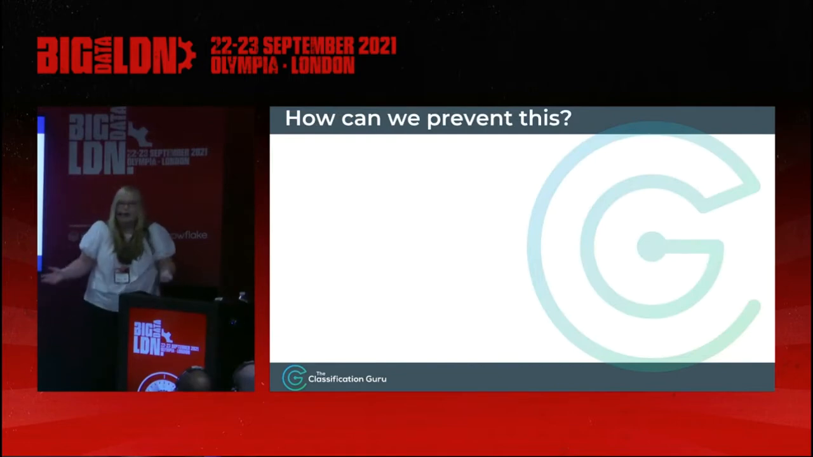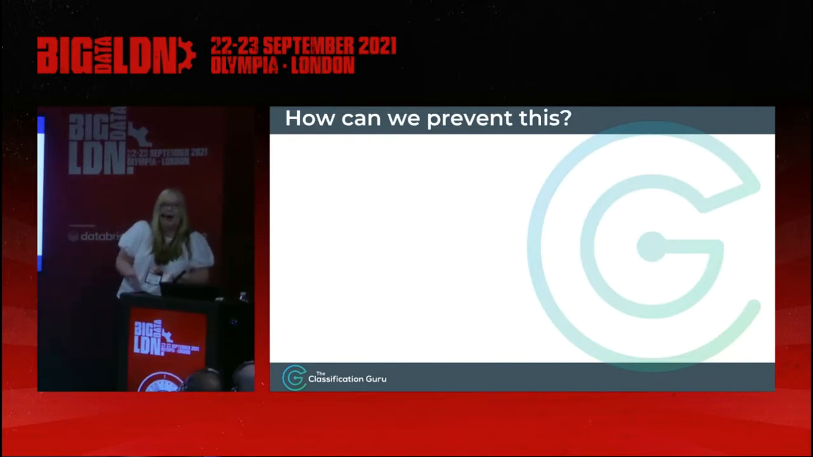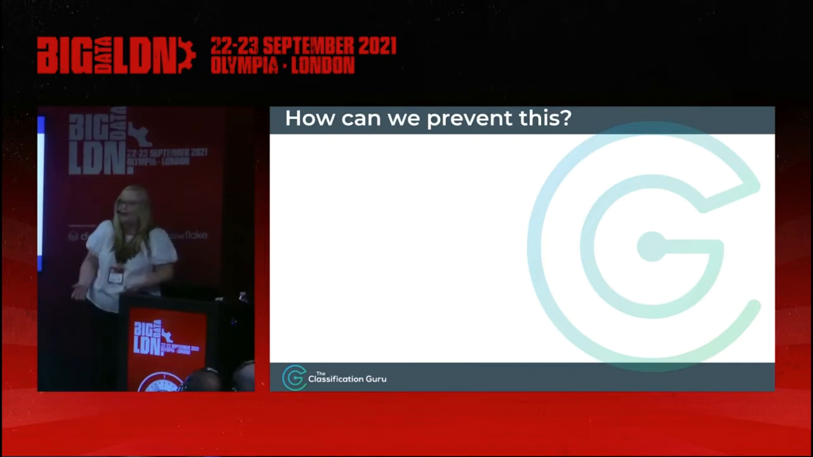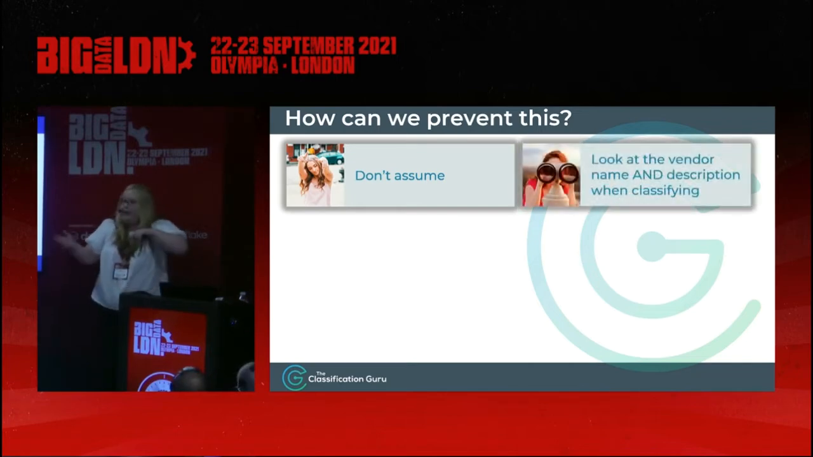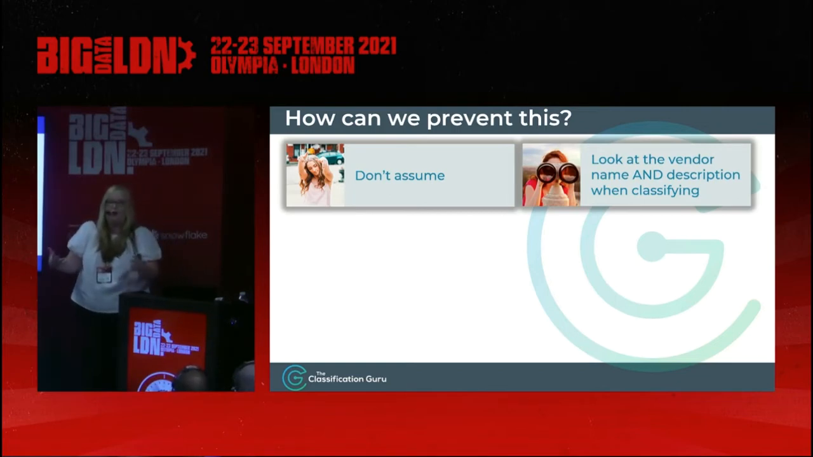So how can we try and prevent these kind of mistakes from happening? Because we all know how difficult it can be. Well, the first thing is, as I said, do not assume that you know anything. Use context, use the data. If it's classification, look at the vendor name and the description. If it's a product code, look at the product code, look at the manufacturer's code and the description. Does it all match up with other patterns within your data set?